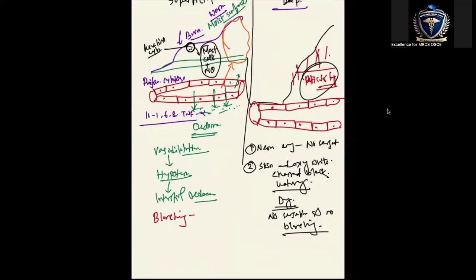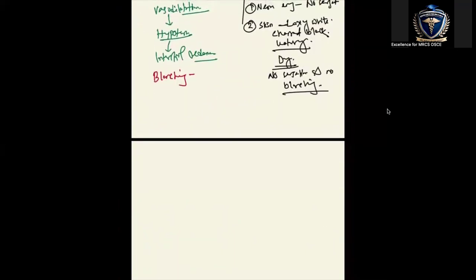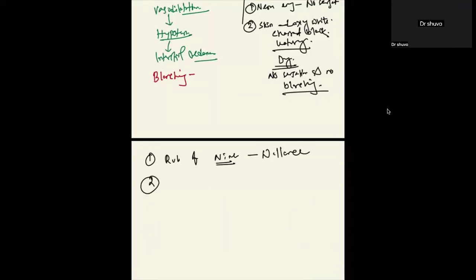So next you will be asked what are the classifications of the burn. Could you tell me what are the classifications of the burn? One is the rule of 9, and that is called Wallace rule of 9. And the second one is Lund and Browder. This is used only for children.